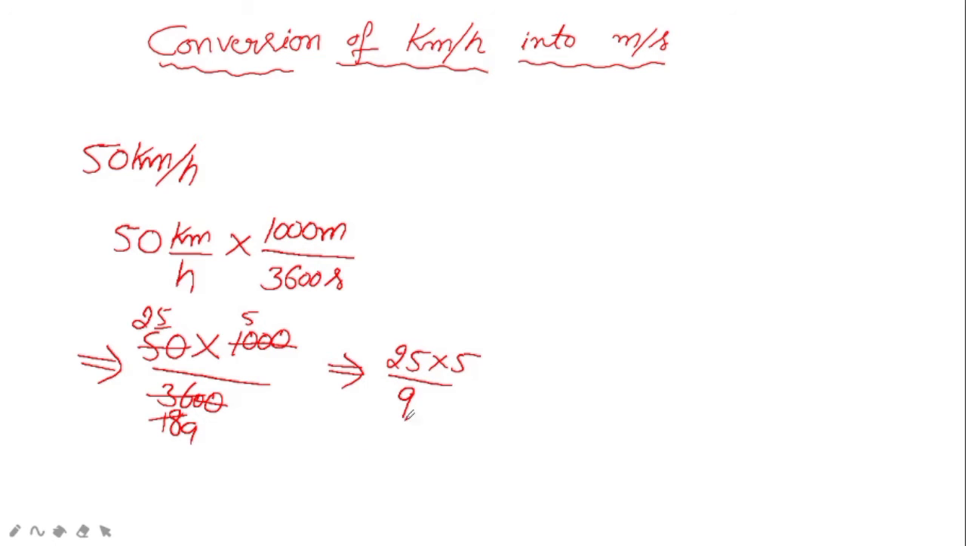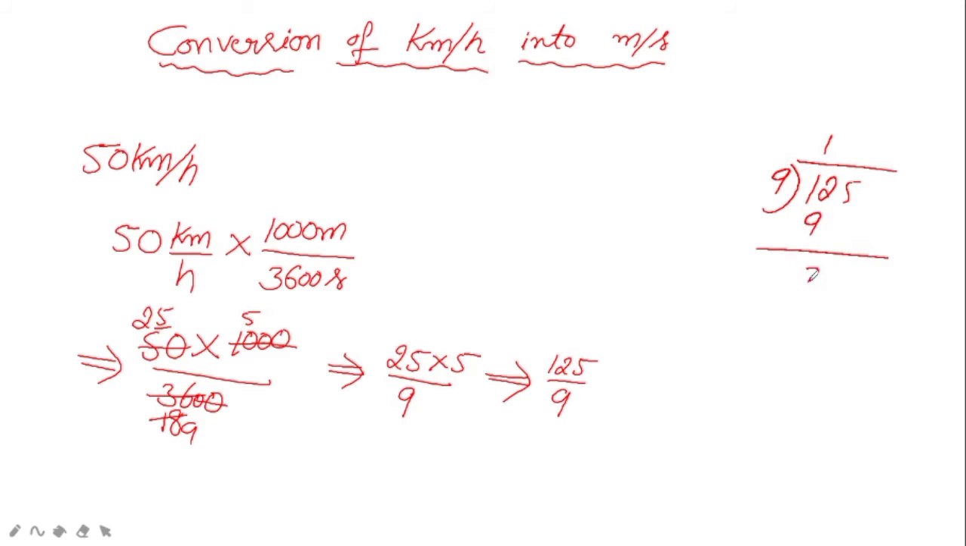Now on simplification, what will we get? 25 into 5 is equal to 125 by 9. So now divide this 125 by 9. 9 ones are 9, remainder 3. Then take this 5 here, 35. So in the 9 tables, how can we divide this 35? 9 ones are 9, 9 twos are 18, 9 threes are 27, 9 fours are 36.